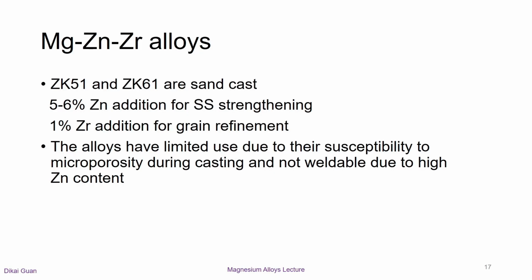Due to its great refinement ability, zirconium was added into magnesium-zinc alloys such as ZK51 and the higher strength ZK61, which are normally used in the T5 and T6 tempers, respectively. However, these alloys are vulnerable to microporosity and are not weldable because the melting temperature of zinc is very low. These issues have severely restricted their practical application.